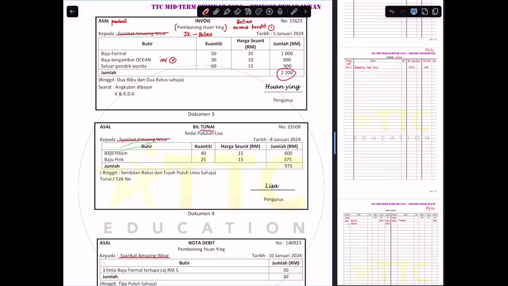Okay, then asal copy, we know that we are pembeli, and pembeli is going to pay money, right? And you pay money by using bank or tunai. There's no number check at all. How do you know you're paying by bank? If you're paying by check, there is a numbering there. If there's no numbering, that means it is paying by tunai.